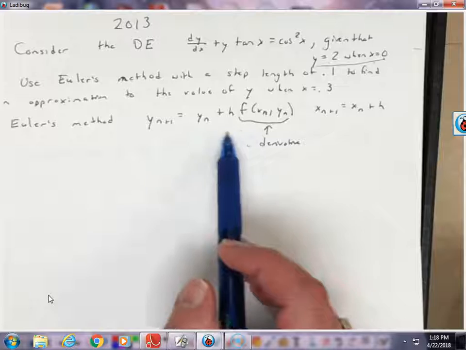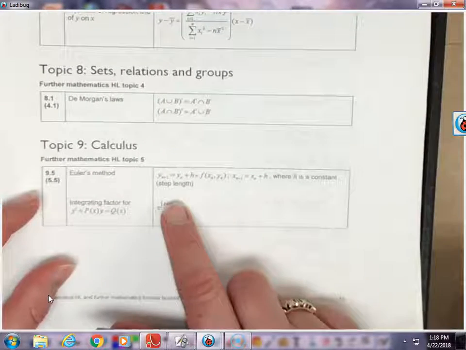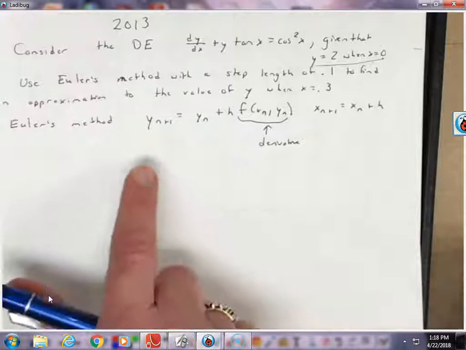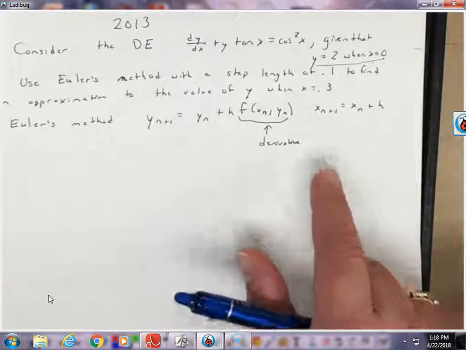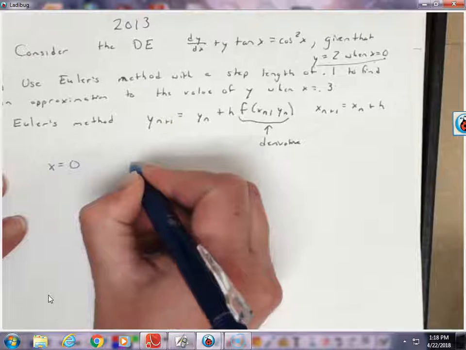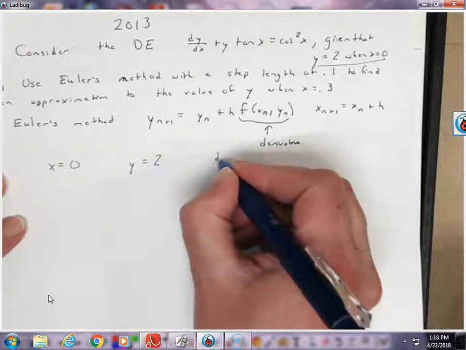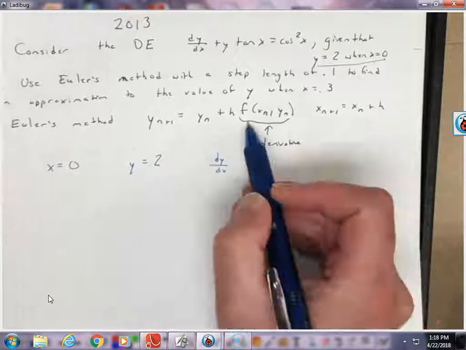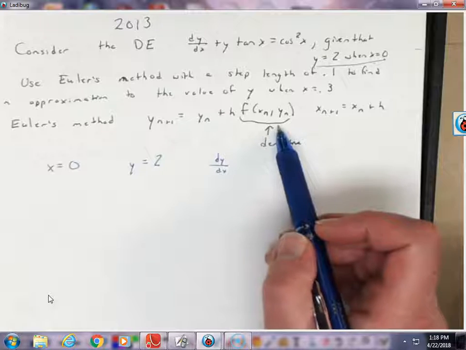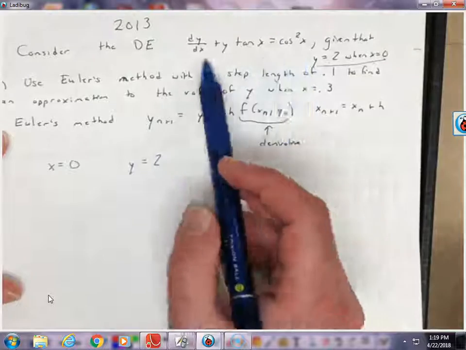Now this, Euler's method, I have just copied this, okay? This is right here on your formula sheet under topic 9. So I just copied this already to get us ready for what we're supposed to do. So basically you know that you're starting x equals 0, y equals 2, and you know something about the derivative. Well, you're going to need the derivative because this does represent the derivative, although it doesn't state that it does on your formula sheet.